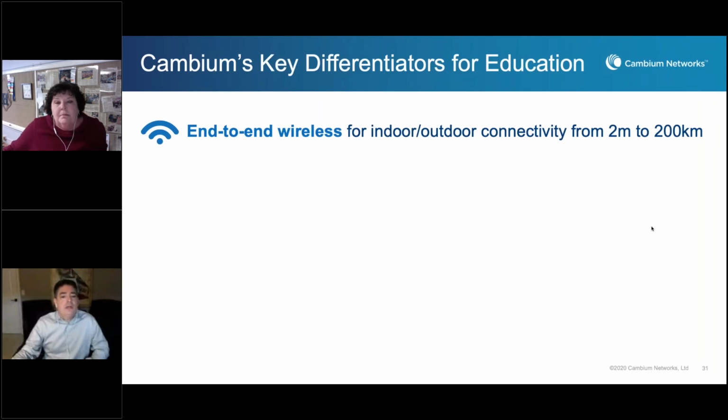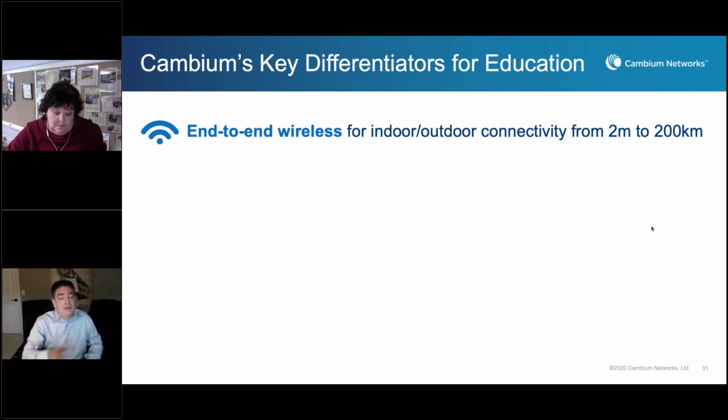First of all, end-to-end wireless connectivity. We talked a bit about some of the use cases. We're focusing more on indoor Wi-Fi here, but that extends out to a wireless fabric that can go from connecting a local IoT device all the way out to backhauling wireless at a very long distance.